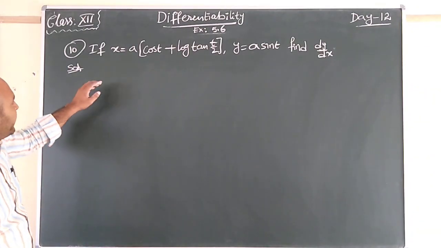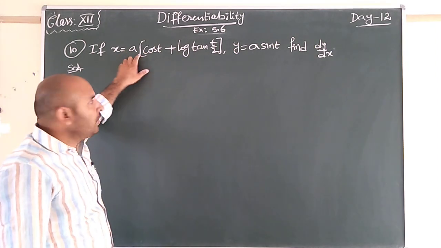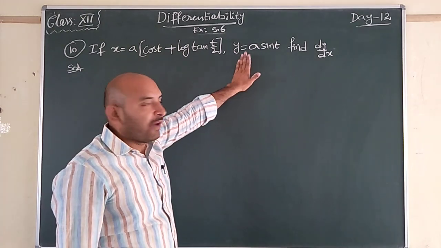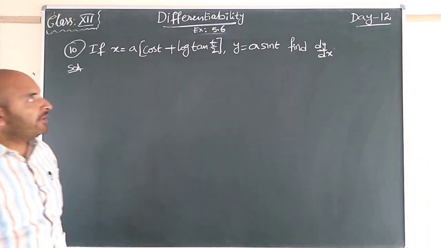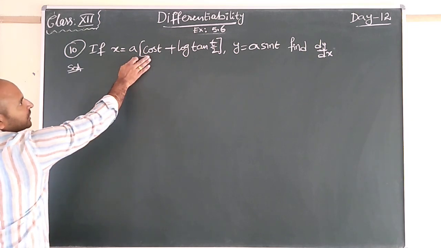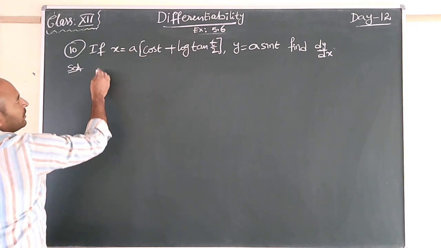Let's move on to question number 10. If x is equal to a of (cos t plus log tan t by 2) and y is equal to a sin t, find dy by dx. So coming to the first function, differentiate with respect to t on both sides.